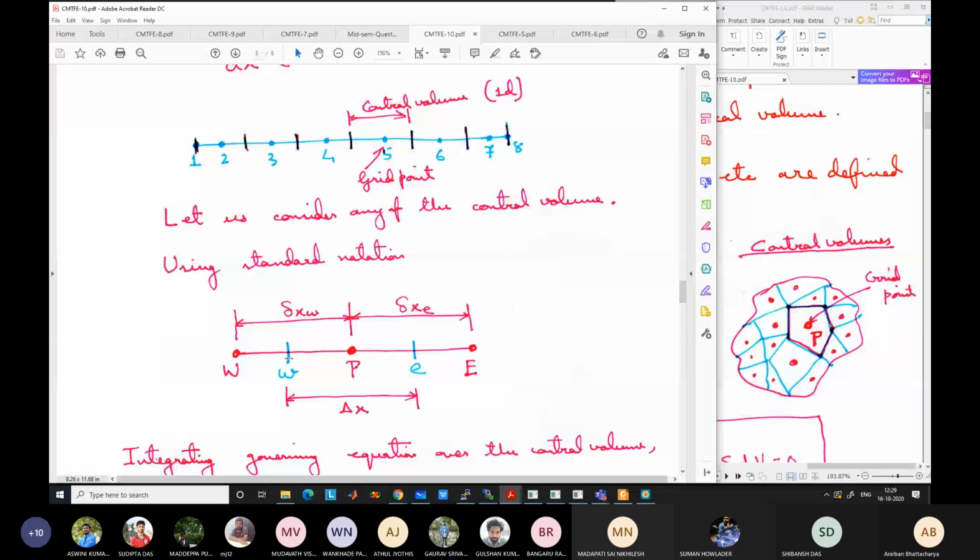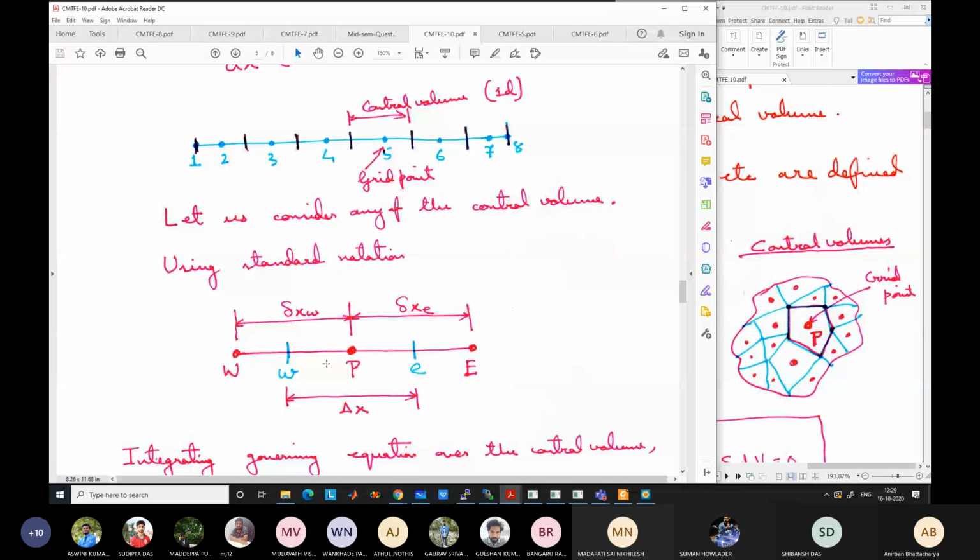So the length of the control volume is delta x. From here to here it is delta x. Left face of the control volume is denoted by small w, the west face, and the right face is denoted by small e, the east face. This is the standard notation. So your control volume goes from west face to east face, and at the center you have the grid point capital P. The next control volume has capital W on the left side and capital E on the right side as the grid points.